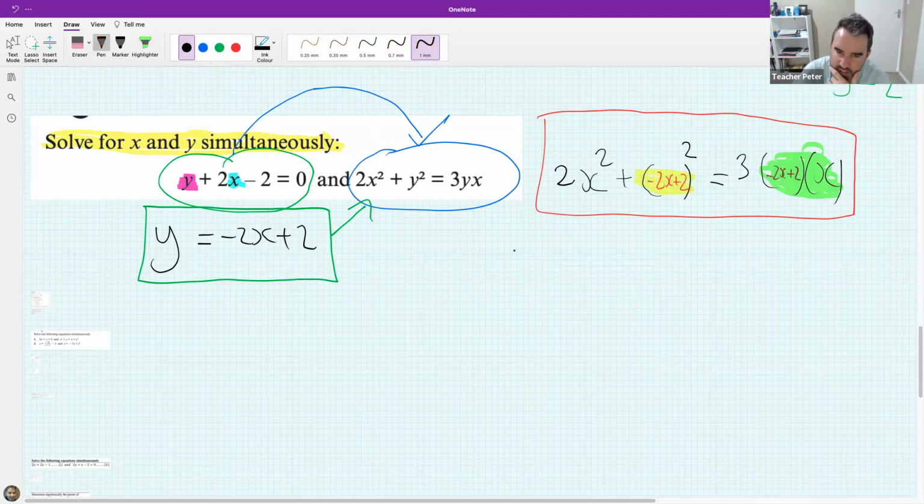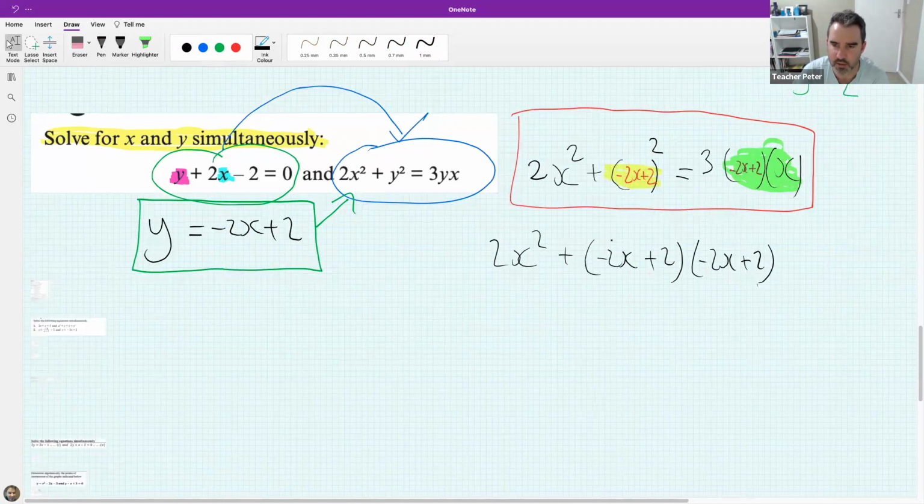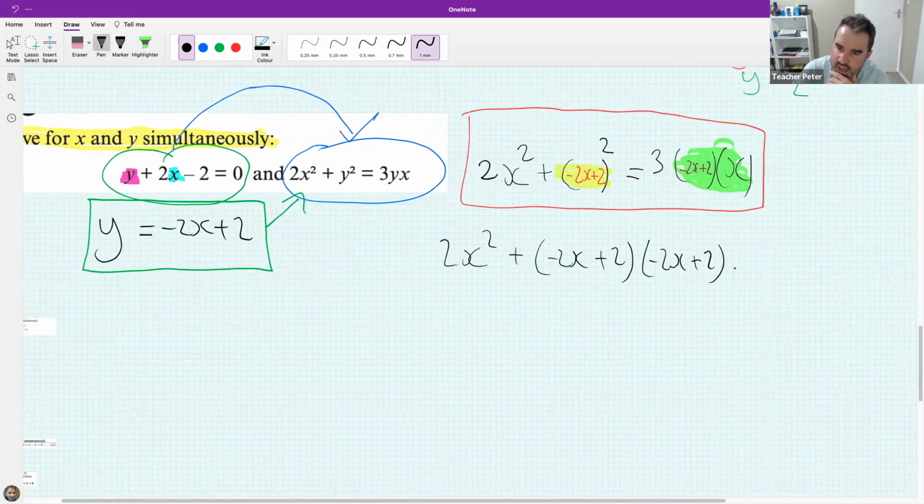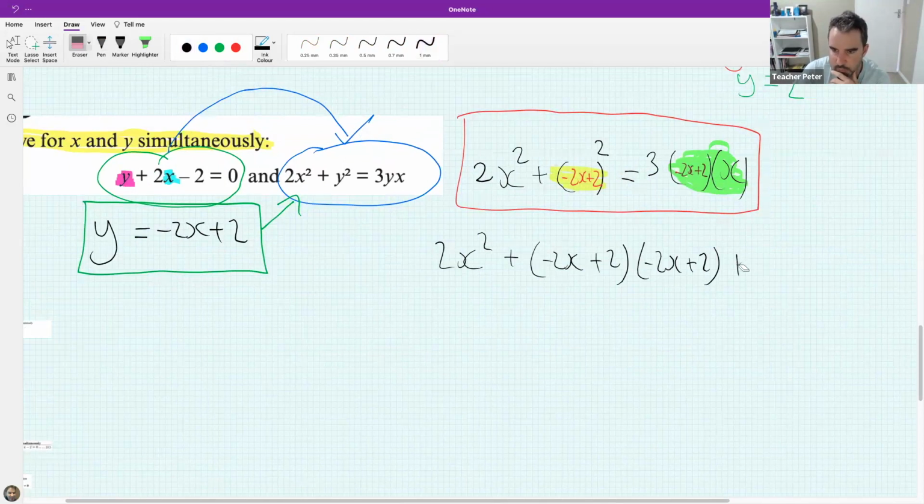So what I'm going to say is the following. The key idea here is to realize that squared actually just means that. When you square something, it just means repeatedly multiply those two things. And then the other tip I'm going to give you is, leave the 3 in front and then just multiply the x by the minus 2x plus 2.